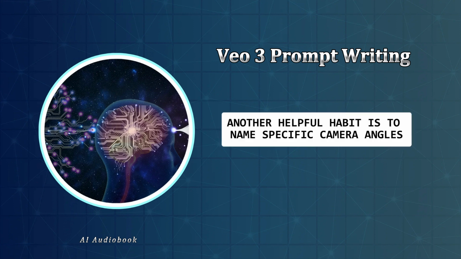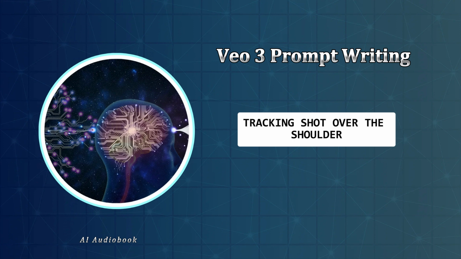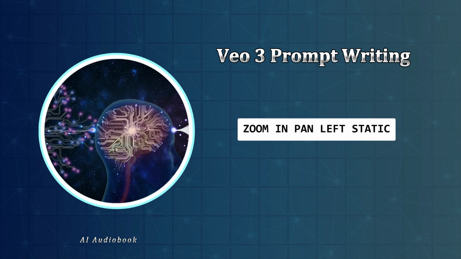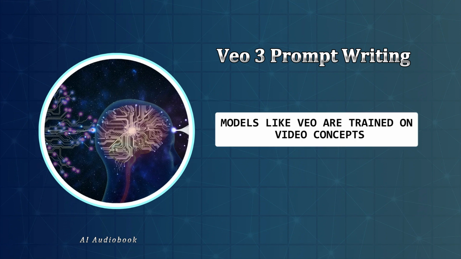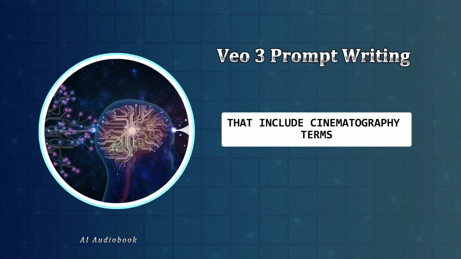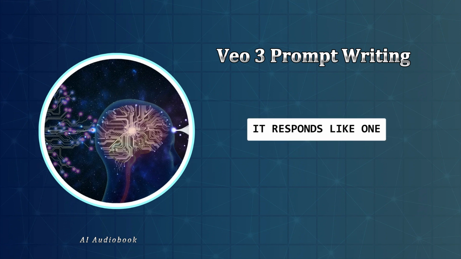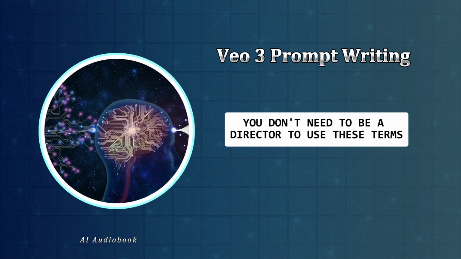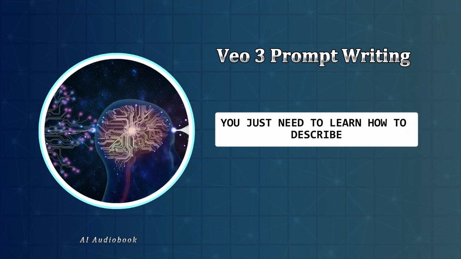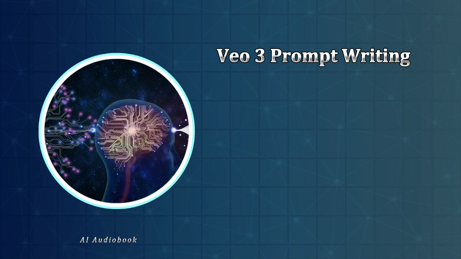Another helpful habit is to name specific camera angles or motion styles. Say things like drone shot, tracking shot, over the shoulder, zoom in, pan left, static wide angle. AI models like Veo are trained on video concepts that include cinematography terms. So when you talk like a filmmaker, it responds like one. You don't need to be a director to use these terms. You just need to learn how to describe what you want to see.